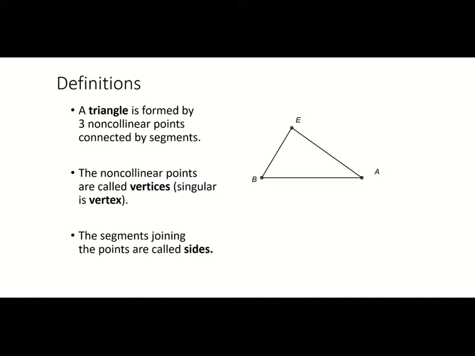All right. As you probably already know, a triangle is always formed by three non-collinear points connected by segments. So a triangle has three sides. Each point in the triangle is called a vertex, or vertices if it's plural. And then the segments that join the points are called the sides of the triangle.